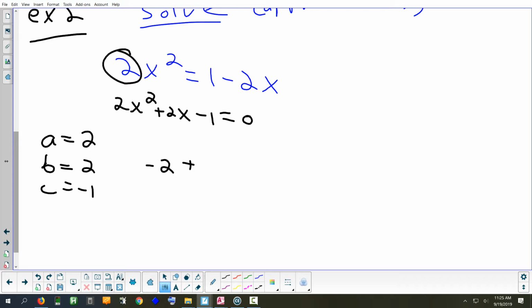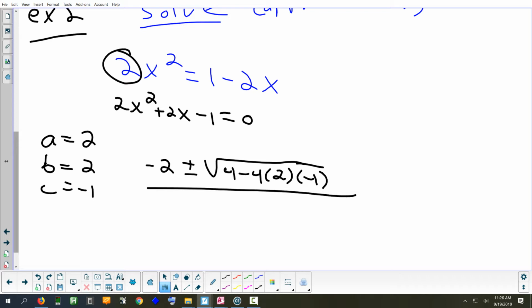So negative b plus or minus what comes next? This is the thing that we used yesterday. Yep. The square root of b squared, good, minus 4ac. And that's all divided by Emily? 2a, which in this case is 2 times 2, or 4.